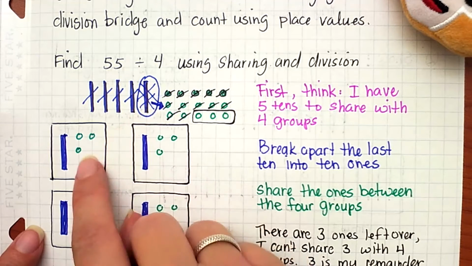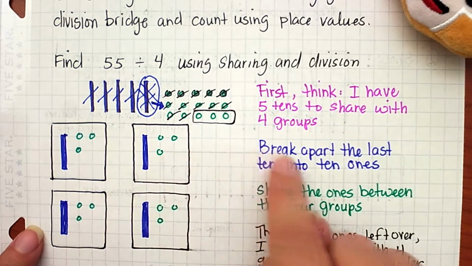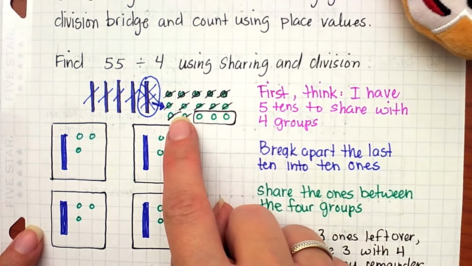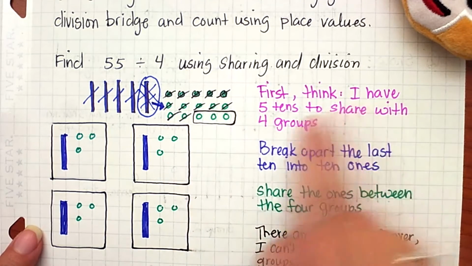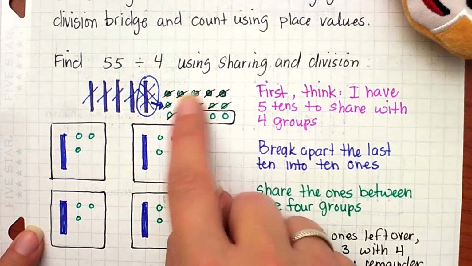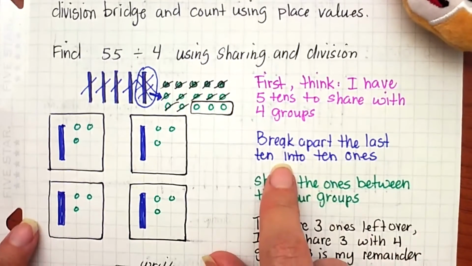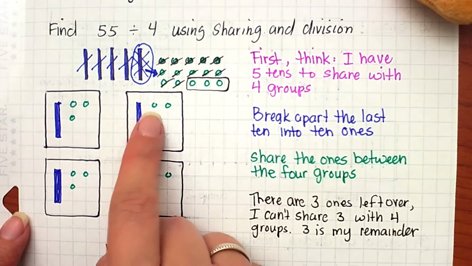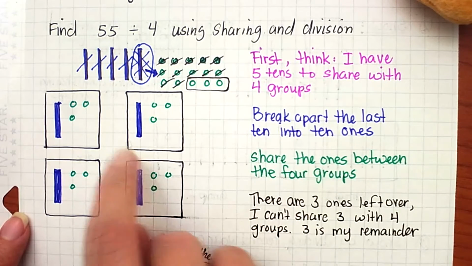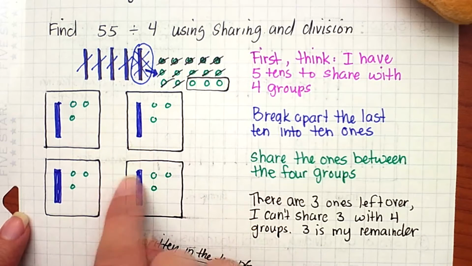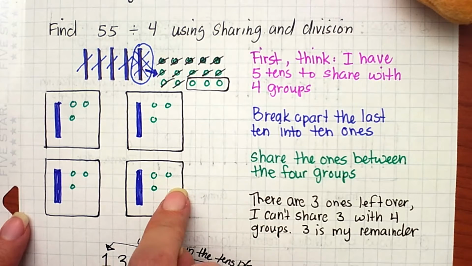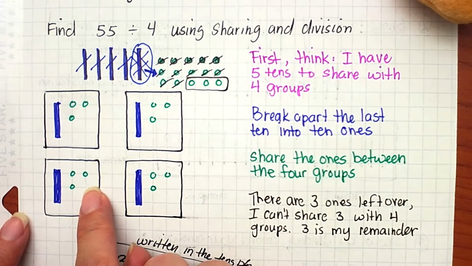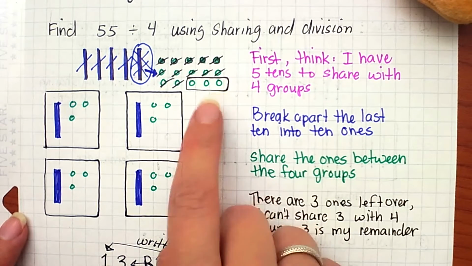Now I can't share that 10 rod between 4 groups equally. So I had to break apart that last 10 into ones. So over here, I switched it out for ones. So now I had those 10 ones plus the 5 ones from the beginning of my question. So now I had 15 ones. So I had to figure out how to share the ones between 4 groups. So if I have 15 ones and I want to share them between 4 groups, I kept adding them in until I ran out of groups of 4. So when I couldn't split into 4 equal groups, I was left over with 3 over here.